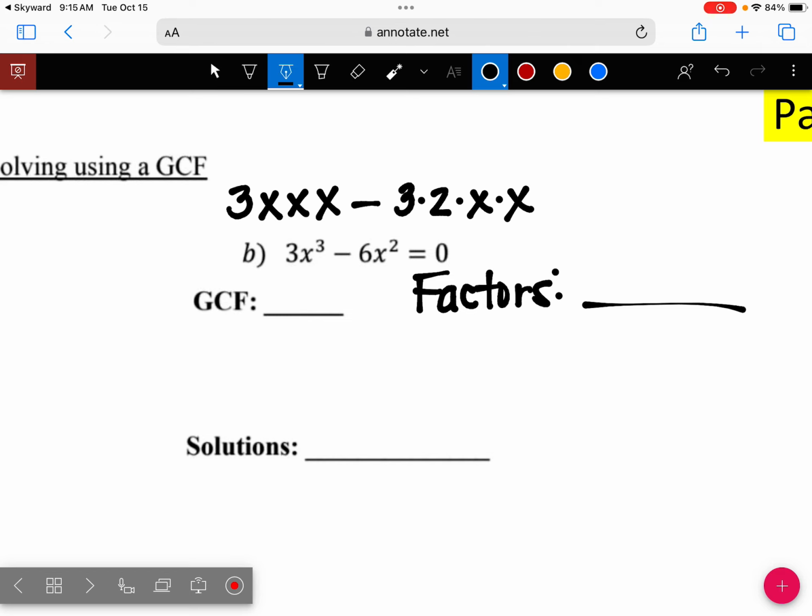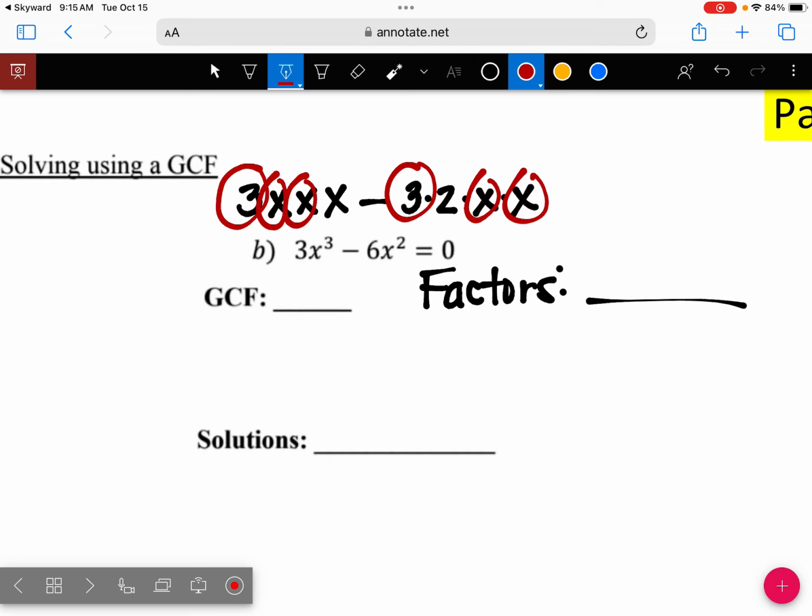So what do they both have? We know we could take out a 3. How many x's can I take away? 2. Yeah. So my GCF would be 3x squared. That's what 3xx is. 3xx is 3x squared. So my factors would be 3x squared.